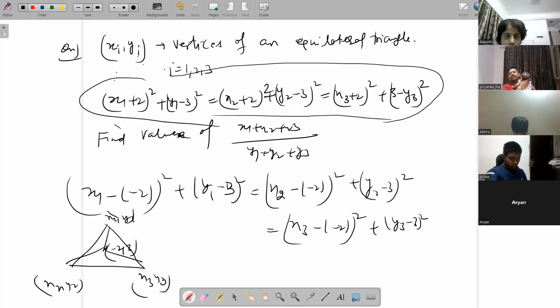So circumcenter is equivalent to centroid, and you can find the centroid as x1 plus x2 plus x3 by 3, y1 plus y2 plus y3 by 3, and that is equal to minus 2 and 3. Just take the ratio, you will get the answer. Just 1 minute.